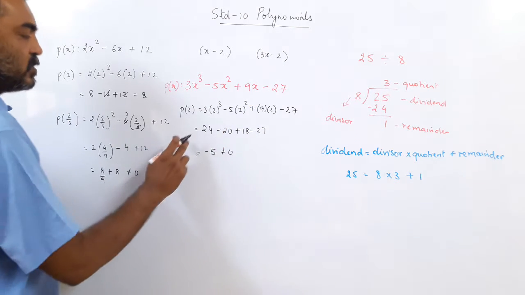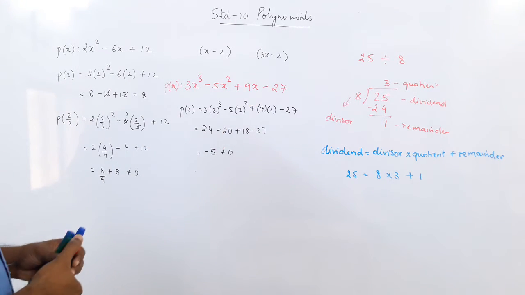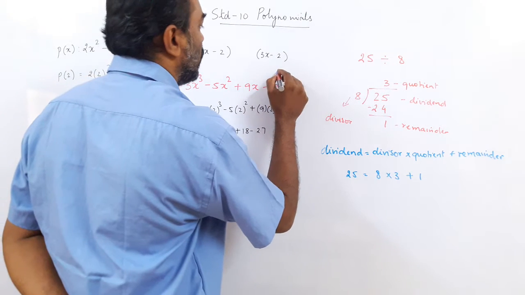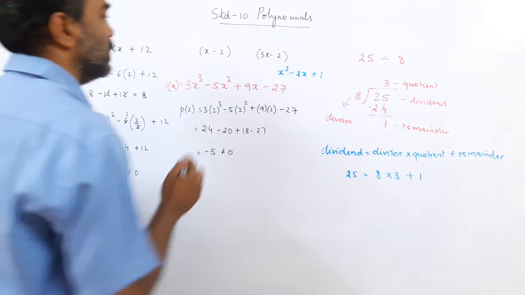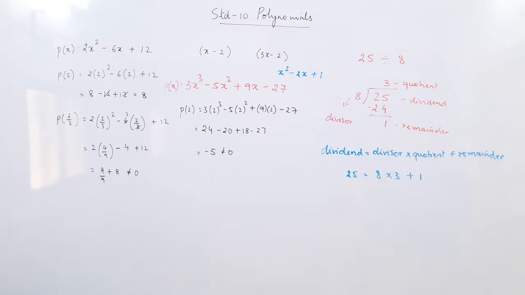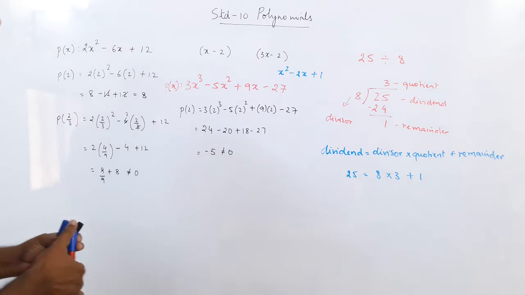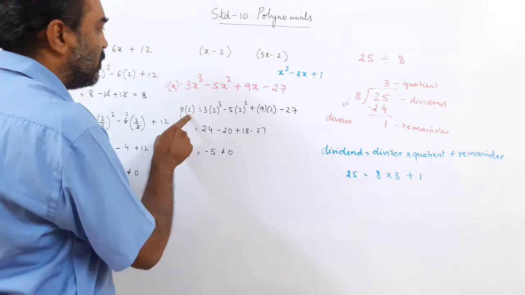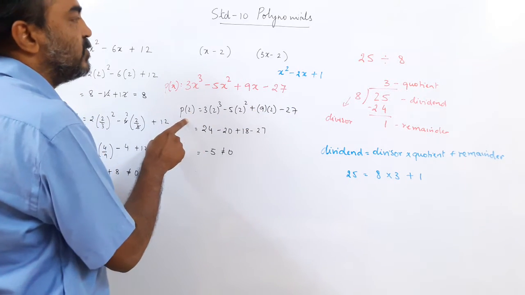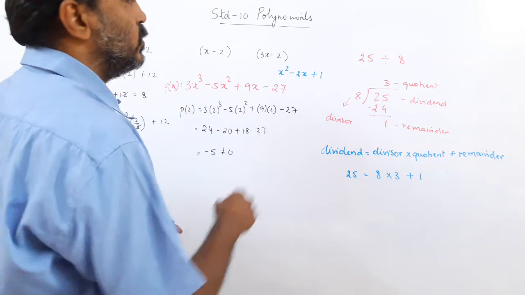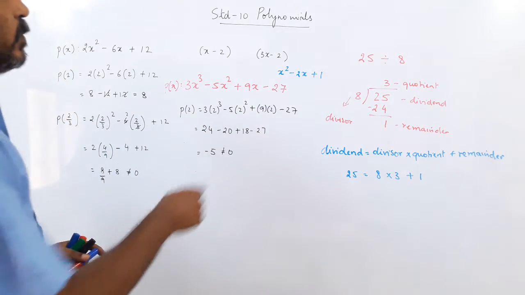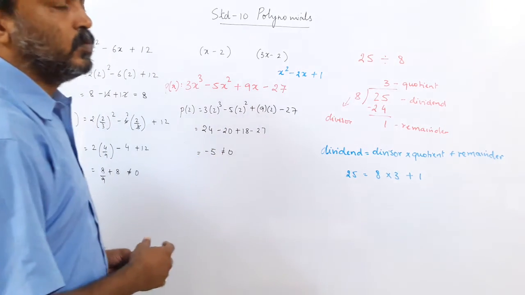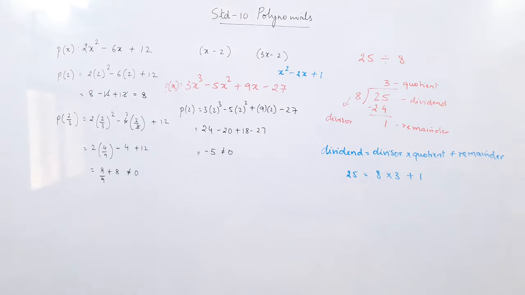Similarly, you can take 3x minus 2 and check it out. But what if I want to know if x square minus 2x plus 1 is a factor of this? What can be done here? How do I know? Here I cannot replace a value like this. If I got x minus 2, I take x equal to 2. If I get 3x minus 2, then I get x equal to 2 by 3. But what if I want to find if this is a factor or not? So what are we going to use here?